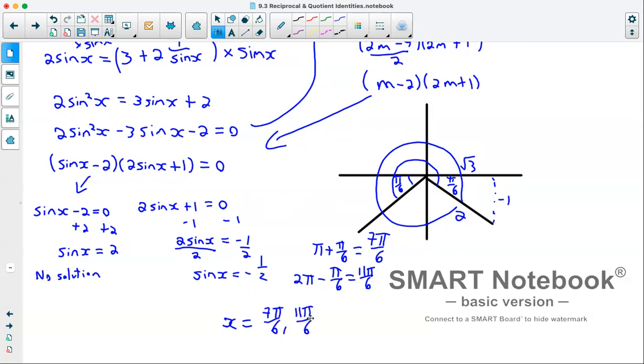Now, in this unit, if you had plugged this in your calculator, you would not get full marks because it utilizes special triangles. So we want exact answers. So to get full marks, you would need to have your 7 pi/6 and 11 pi/6 and show that you're getting them here and not just guessing from a decimal that you got with your calculator.